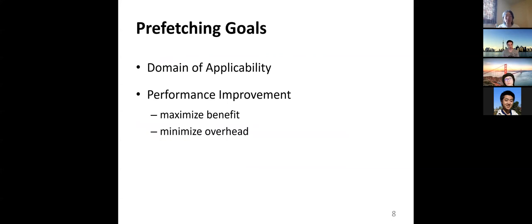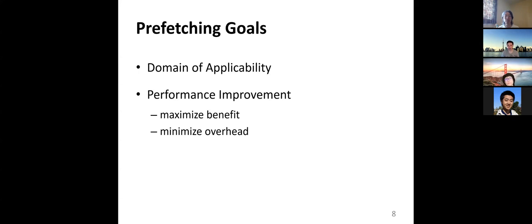Okay, so what are the prefetching goals? We need to find where it's applicable, and there is a trade-off here. Remember, when I add prefetches, I need to be smart about it. If bandwidth were free, I could just fetch all of my memory, right? What would happen? Well, I would pollute my cache. I won't have enough space to keep all this data anyway. So I need to maximize the benefit by minimizing the overhead.